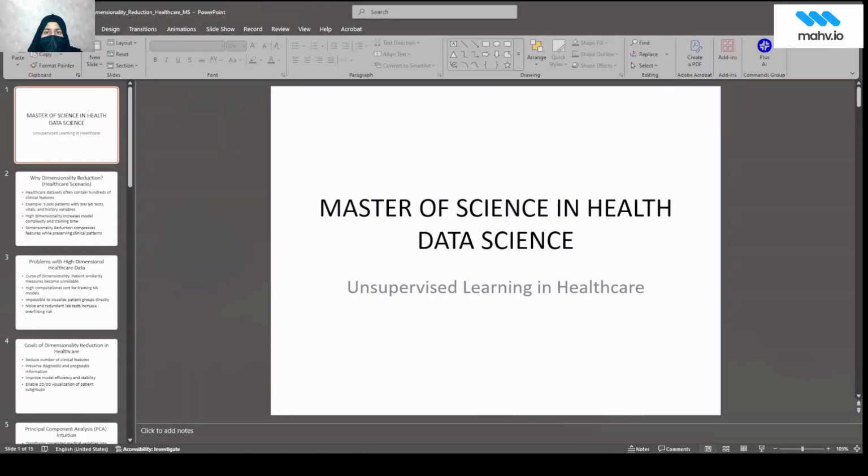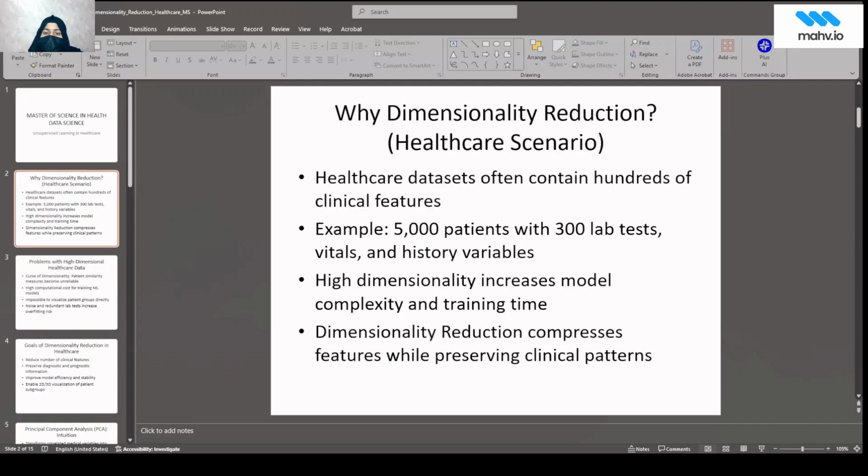Good morning, everyone. Today we will start the next topic of our chapter, Introduction to Machine Learning in Healthcare, and our topic is dimension reduction, which is considered part of unsupervised learning in healthcare. Dimension reduction is basically an unsupervised machine learning algorithm, and its purpose is just to reduce the dimensions.